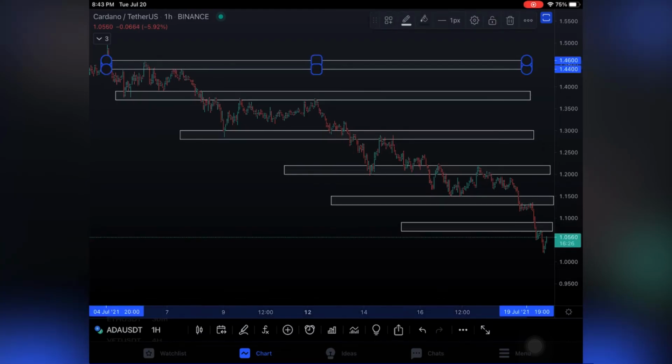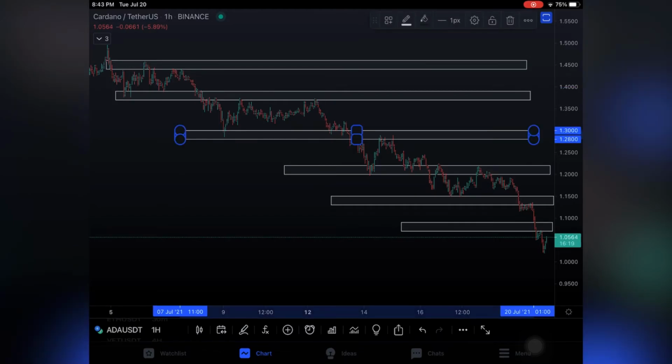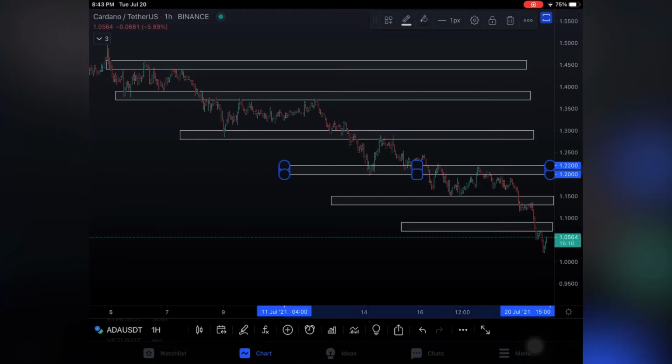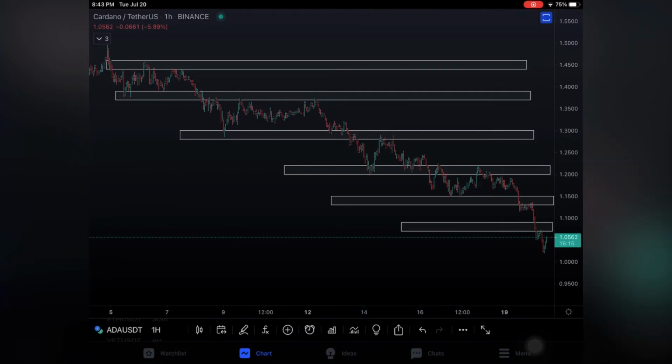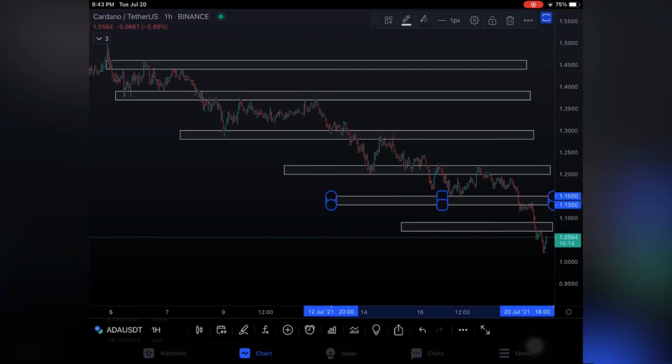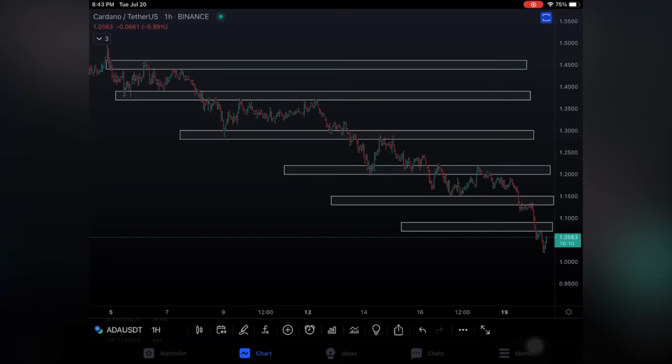So, from 1.46 to 1.44, then 1.39 to 1.37, then 1.3 to 1.28, 1.22 to 1.20, 1.15 to 1.13, and the last is 1.09 to 1.07. Okay? As long as you get the most number of touches or bounces, it can be the support and resistance level.